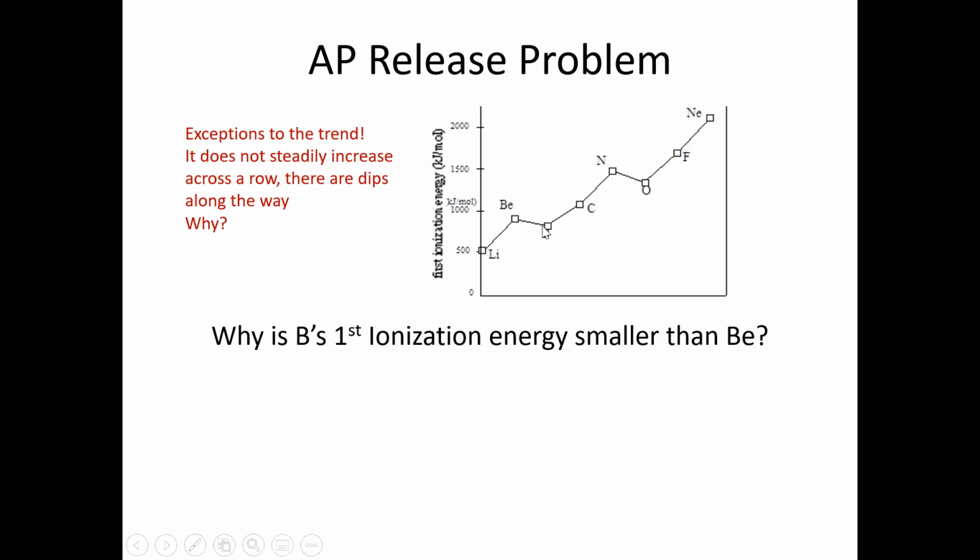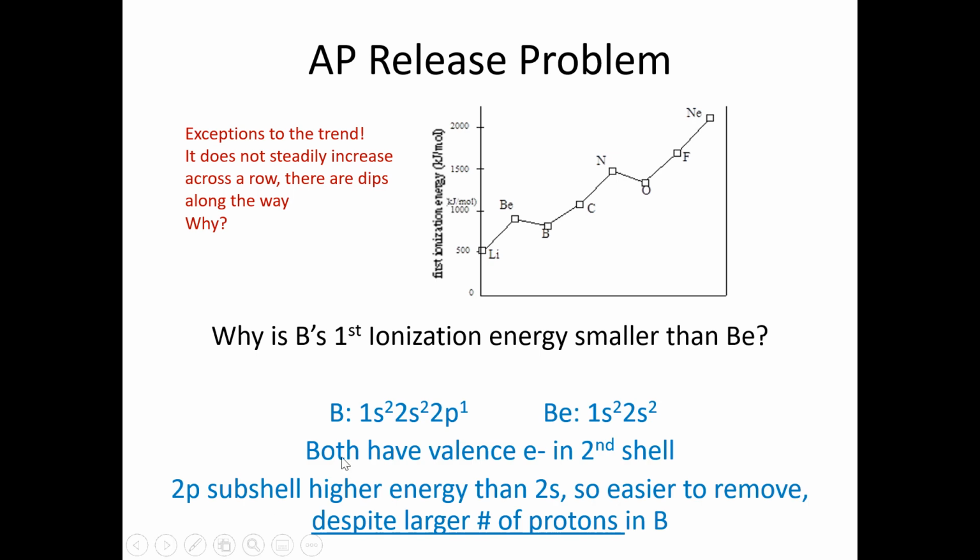Another example of an exception, and this is from an old AP exam: why is boron's first ionization energy smaller than beryllium's? I would expect boron's ionization energy to be higher, but here's another little exception. It's a dip in the trend here. What's happening when you compare boron and beryllium is they both have electrons in the second shell, but it turns out boron's valence electrons are in the 2p subshell, whereas beryllium's are in the 2s. In general, we think of 2s and 2p as all being in shell 2, it's all the same. But in reality, 2p is actually a little bit further away from the nucleus than the 2s is. So that 2p electron is a little bit easier to remove than we might otherwise expect it to be.